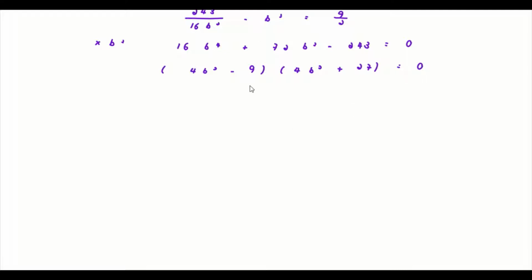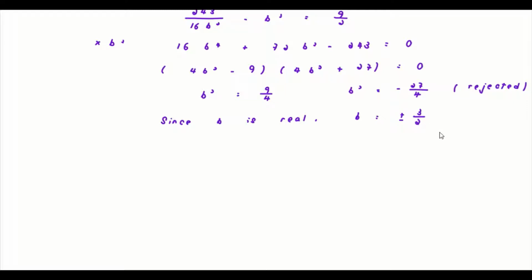So from here, my first part is b square equal to 9 over 4. The second part is b square equal to negative 27 over 4. Okay, since our b is real, right? We must know that b is real. So that's why this is rejected. Okay, so we'll have only one answer here, which is b is equal to positive or negative 3 over 2.